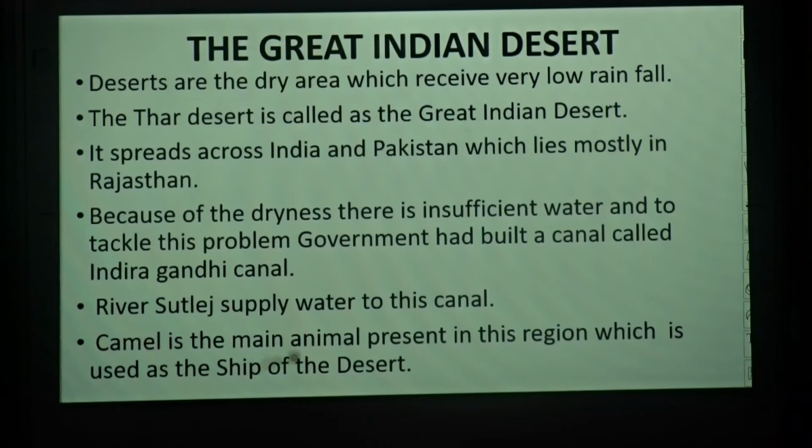And the camel is the main animal present in this region, which is used as the ship of the desert. Camel is considered the ship of the desert because people use the camel to move from one place to another or to carry goods. So this camel is called the ship of the desert.